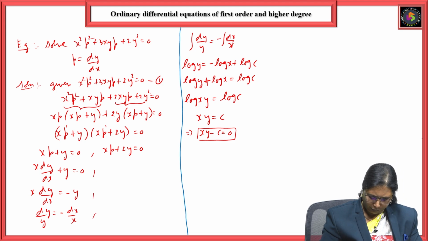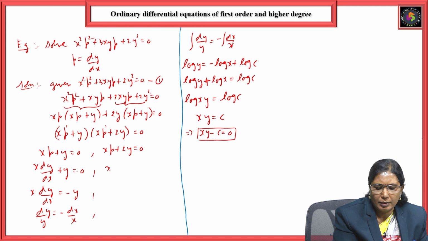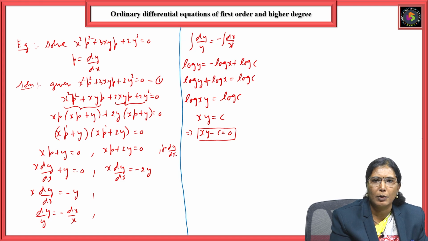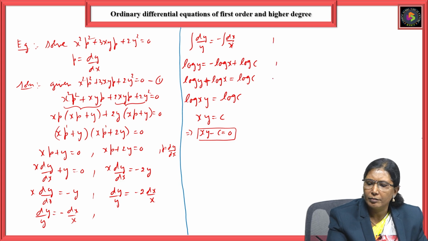What is the next equation? x dy by dx is equal to minus 2y. We are replacing p is equal to dy by dx, the same thing we have taken. Now we solve this by variable separable. Separate all x with dx and all y with dy. So dy by y is equal to minus 2 dx by x. Now integrating on both sides, dy by y is equal to minus 2 dx by x.